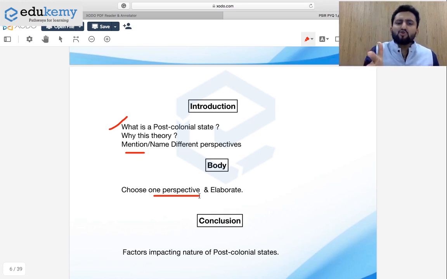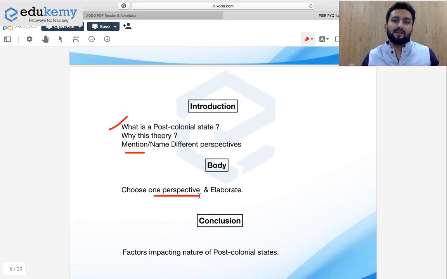Then when you start this body part, all relevant keywords with respect to the structuralist perspective should be ready in your mind. What were the key ideas inside this structuralist perspective? You should include at least 5 to 6 points with respect to the structuralist perspective, in a brief manner, so that it gives a sense of comprehensiveness to the evaluator that you know different perspectives and you know the word limit, and that is why you are expanding on one perspective.